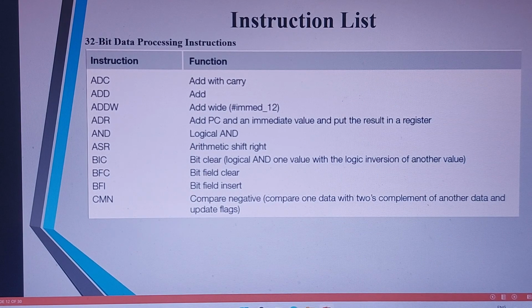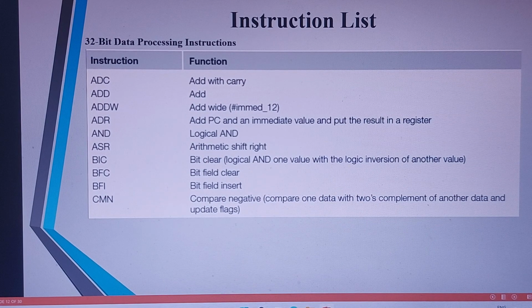Then the logical AND operation is there. Arithmetic shift operation. All the operations are the same, but the only thing is they are operating on 32-bit data instead of 16-bit data. BFC, bit field clear, and BFI, bit field insert. So any particular bit can be modified in a register using BFC and BFI. Similarly, if all the bits are to be cleared, then BIC is used to clear the bits.